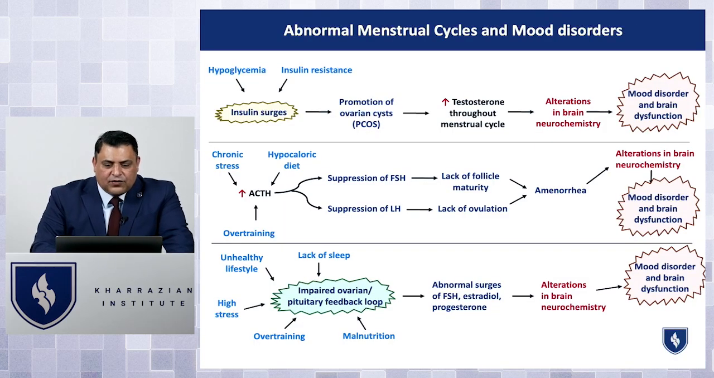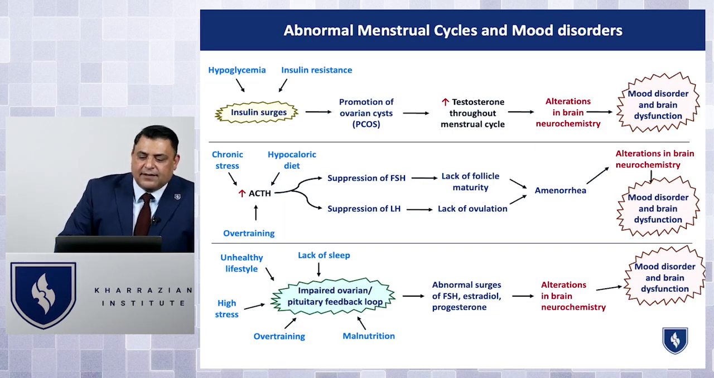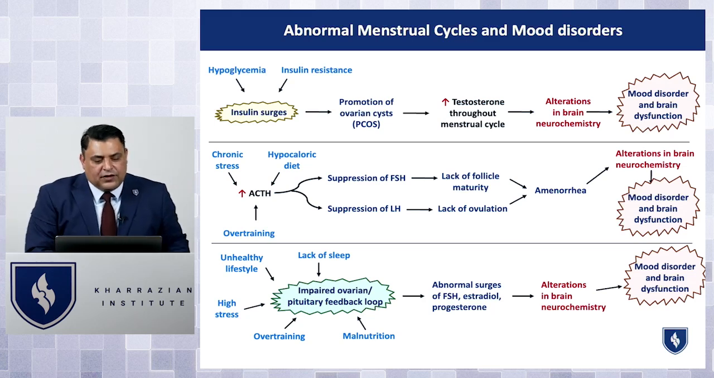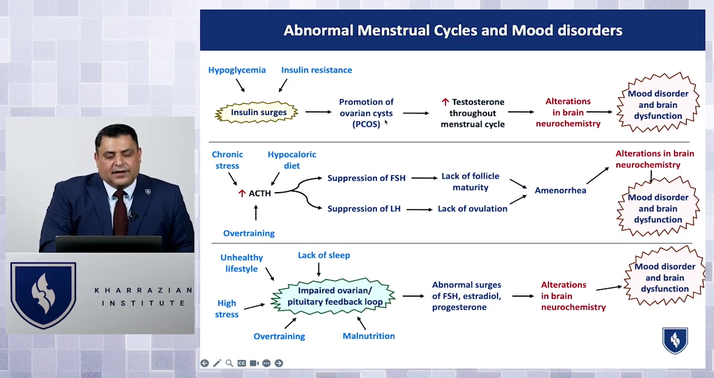We also know that menstrual cycle abnormalities can alter brain neurochemistry. Here you see an illustration of things like insulin resistance and hypoglycemia causing insulin surges, promoting PCOS, and testosterone levels spike up. That can alter neurochemistry in the brain and cause mood disorders.